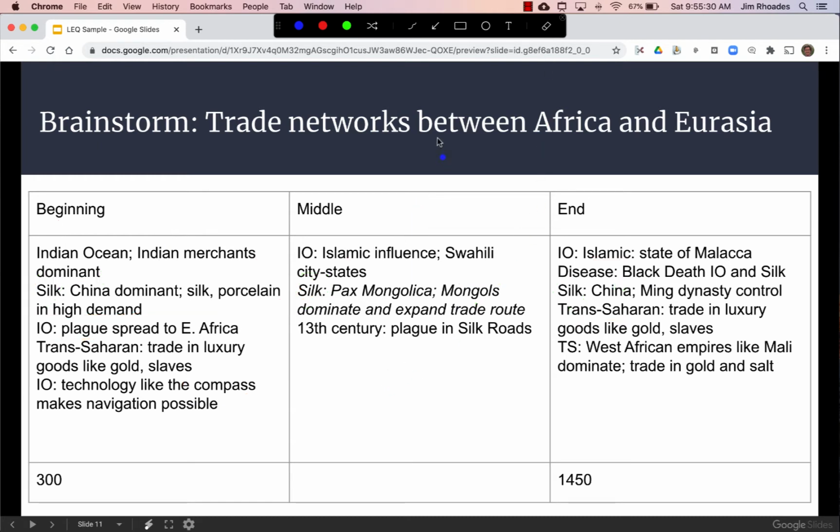Once I had all that information down, I wanted to step back and think about categories of analysis. So notice on Indian Ocean, I have who's in control in all three areas. First Indians, then Islamic, then Islamic. And I decided to make that kind of my first area of focus. And that, of course, is a change because it goes from Indian to Islamic.